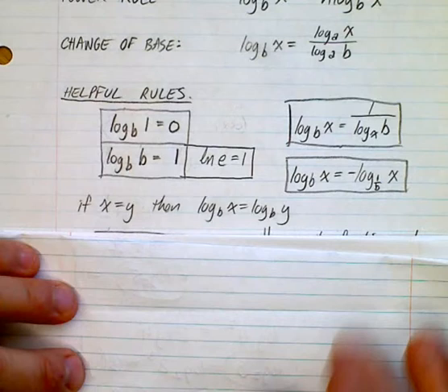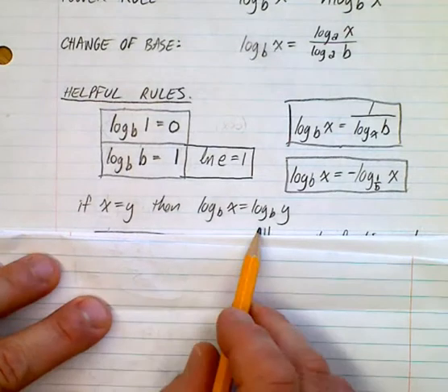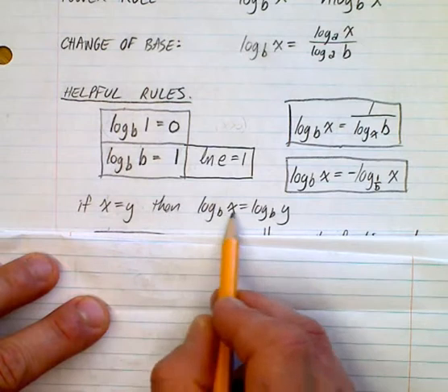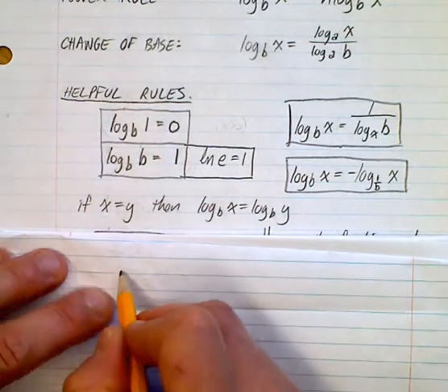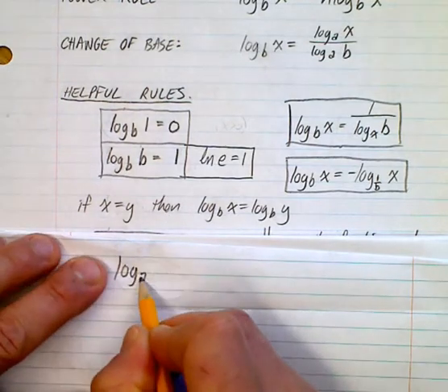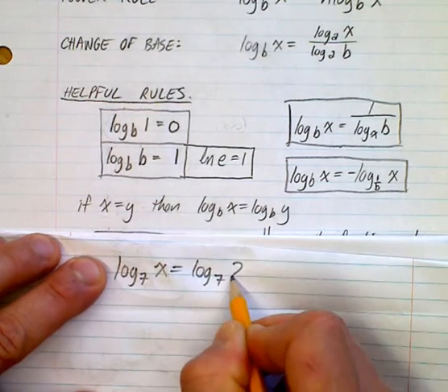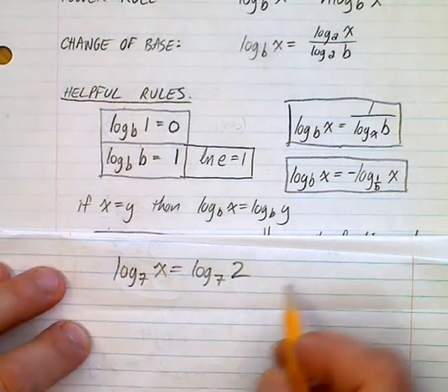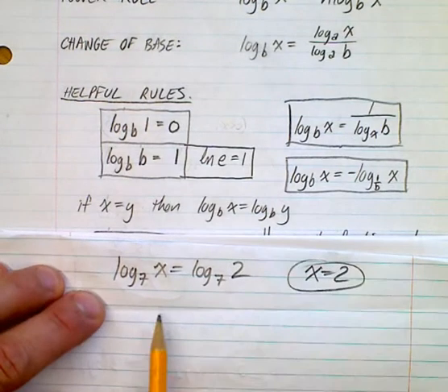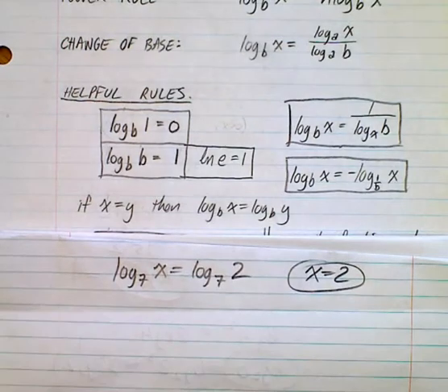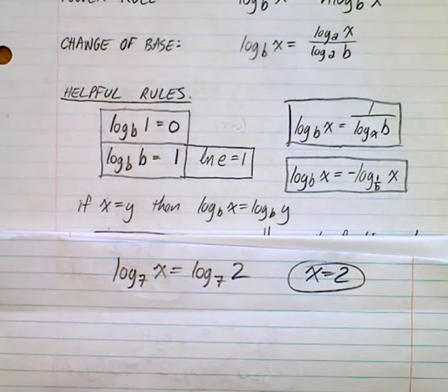Now here is another situation, and it basically says that if x equals y, then log base b of x equals log base b of y, which is another way of saying that if you end up with a situation where you have this, you can tell me that x is equal to 2. That's how we're going to solve this. That's what this basically means. If you can make a log with the same base on either side, it means that those things are the same.